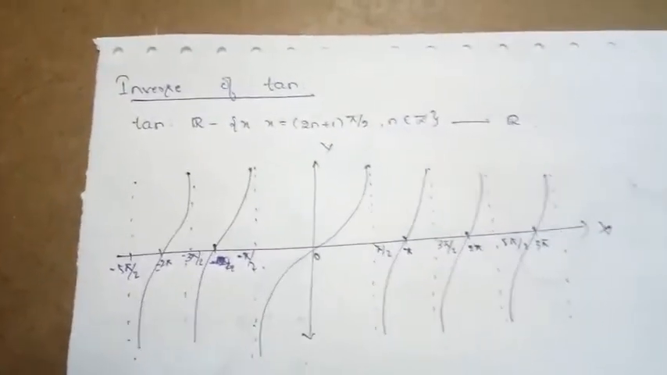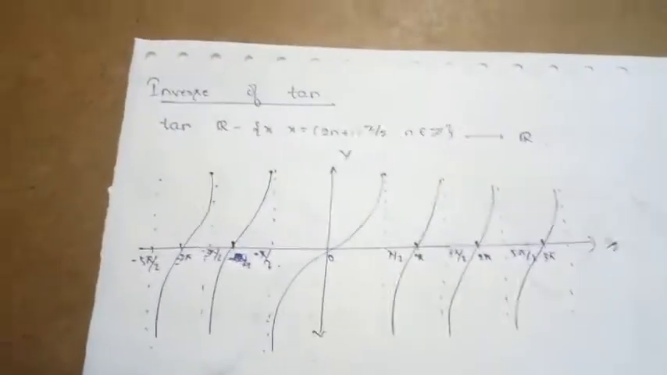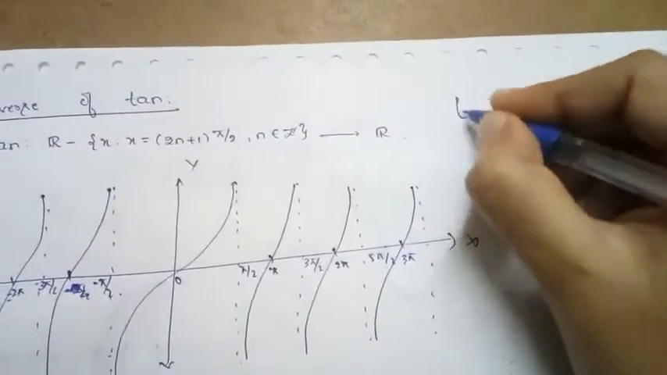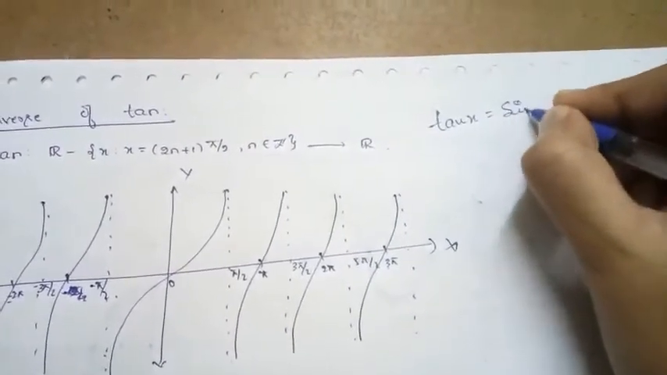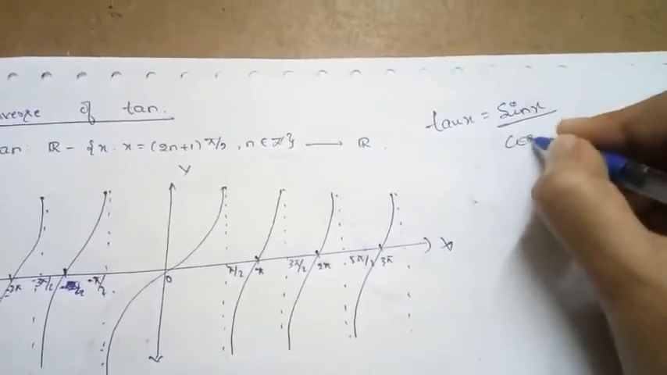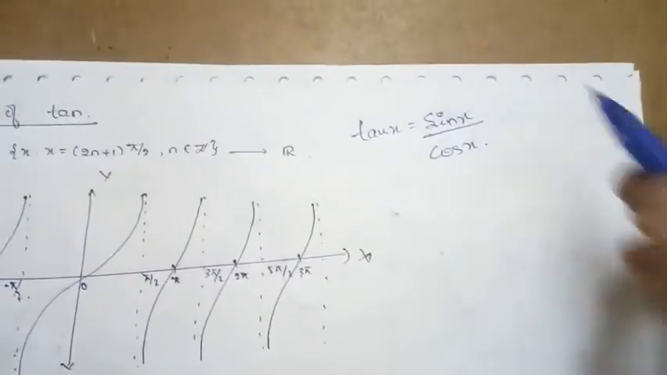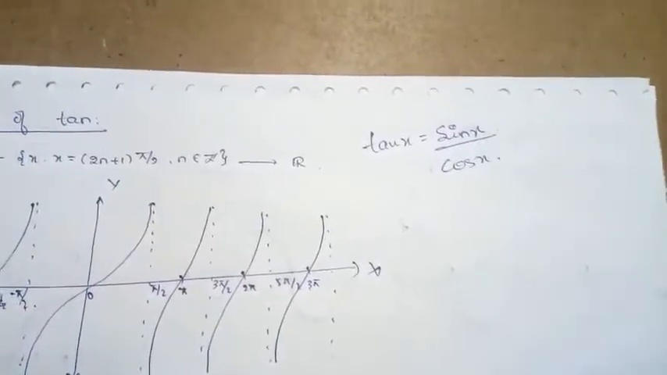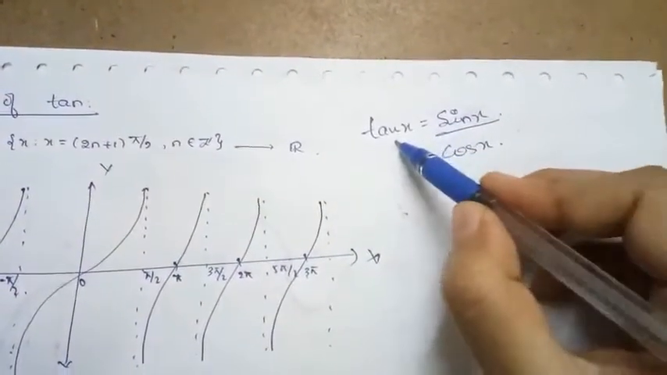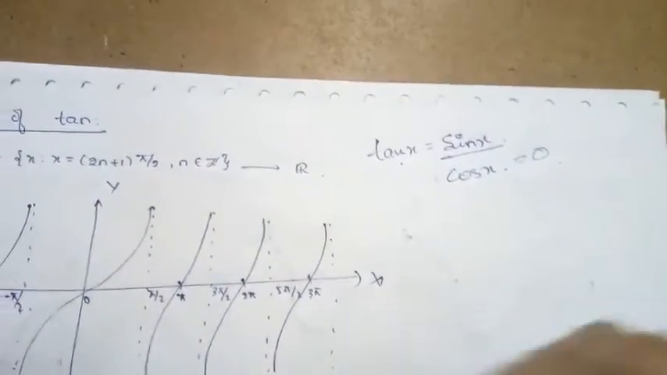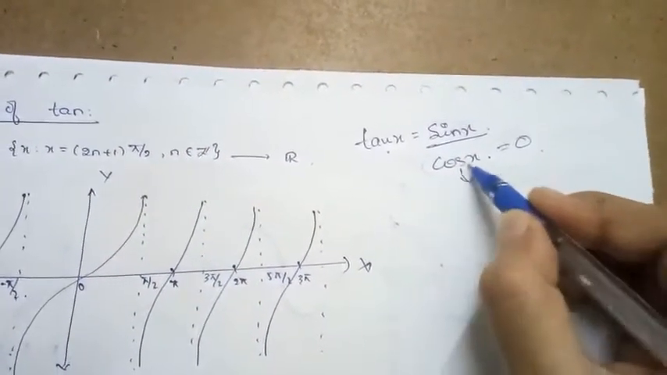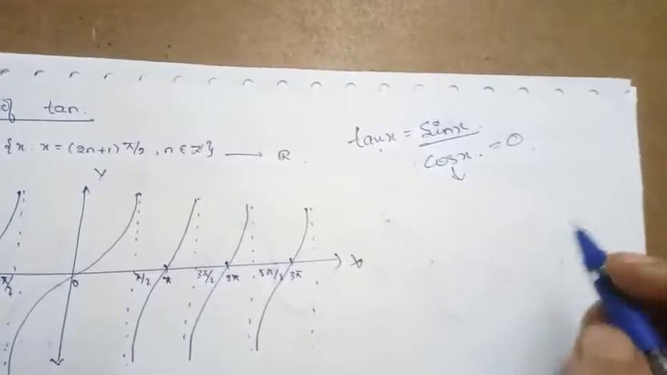Next is the inverse of the tan function. So what is the tan function? We know that tan x is equal to sin x by cos x. So in sin x by cos x, where cos x comes in the denominator, we know that the function is not defined when the denominator is equal to 0. So at what points are the cos values equal to 0?